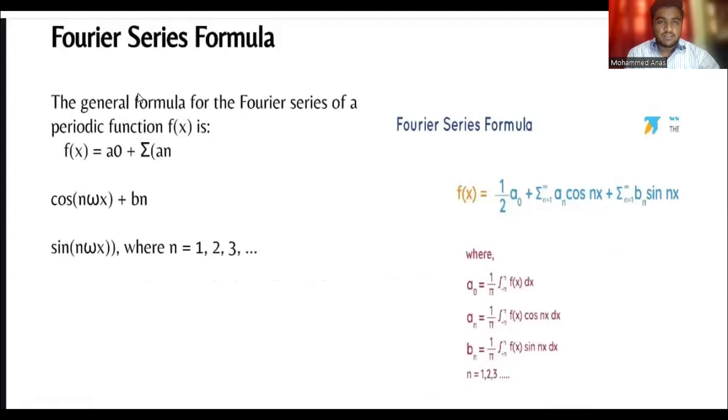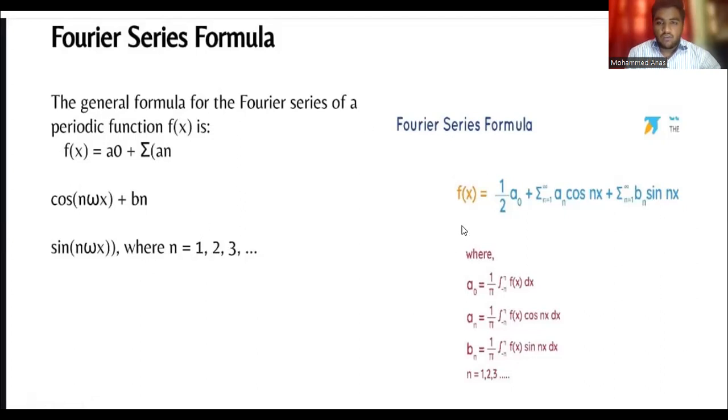The Fourier series formula. The general formula for the Fourier series of a periodic function f of x is equal to a naught plus summation of an cos n omega x plus bn sin n omega x, where n equals 1, 2, 3.